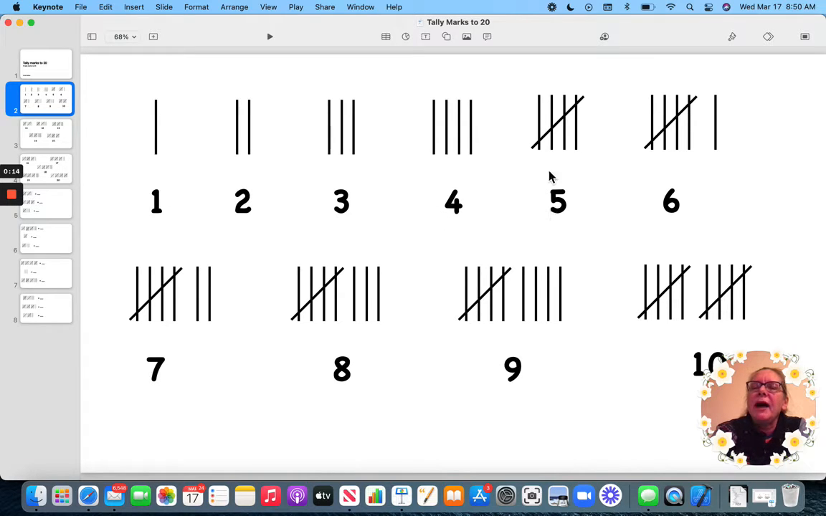1, 2, 3, 4, and at 5, I have 4 that go straight up and down and 1 that goes diagonal. So that's 5. So this is 5 and 1, which is 6, 5 and 2, 7, 5 and 3, 8, 5 and 4, 9, and 5 and 5 is 10.